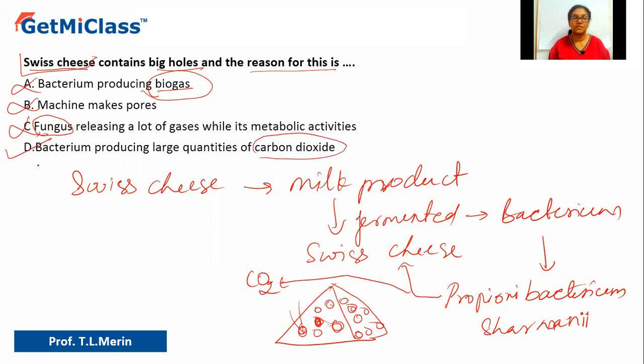So as we have discussed, the bacterium that is Propionibacterium shermani, that is the one which is responsible for the conversion of milk to Swiss cheese. And there is release of carbon dioxide which makes the holes, right? So let us conclude. The answer is option D.